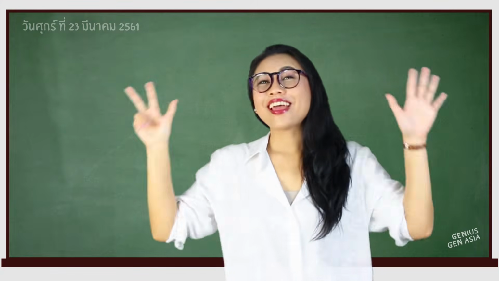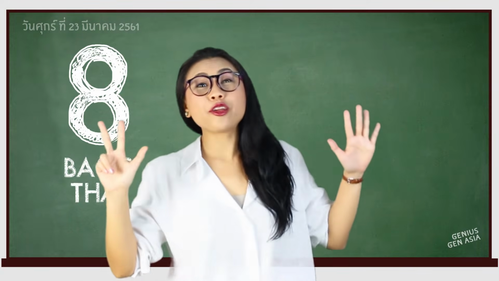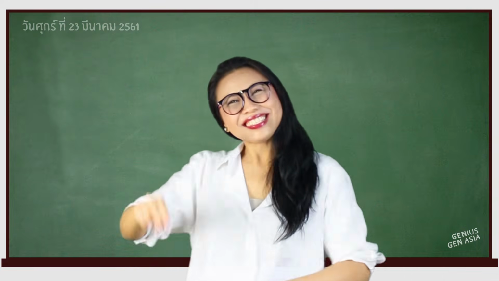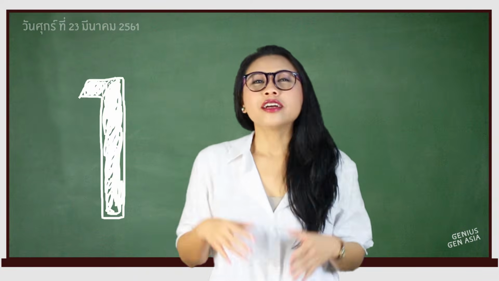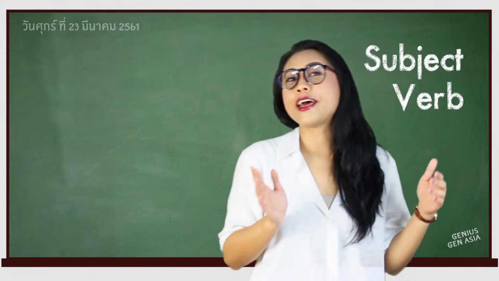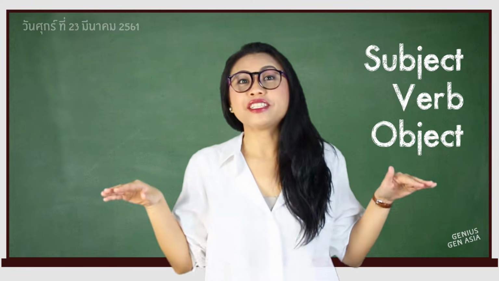Let's learn about 8 basic Thai grammar rules that you have to know. Let's get started. The first one, Thai sentences arrange from subject, verb, and object just like English sentences.